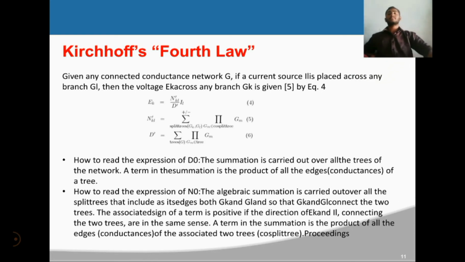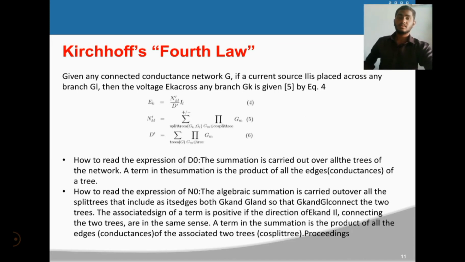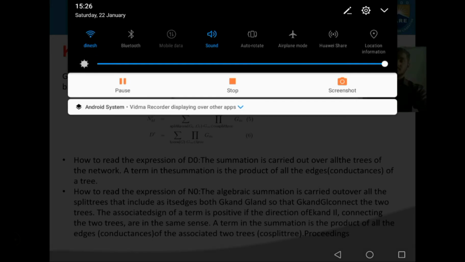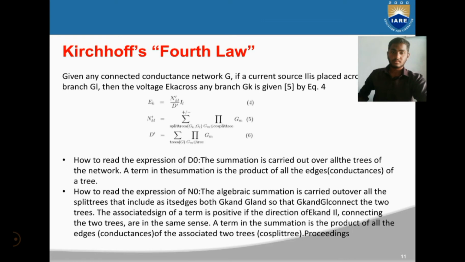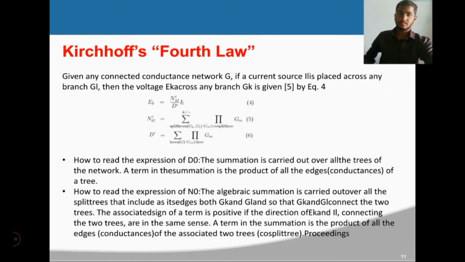Kirchhoff's fourth law. Given any connected conductance network G, if a current source I_L is placed across any branch G_I, then the voltage E_K across any branch G_K is given by equation 5 and equation 4. Those are equations 4, 5 and 6.